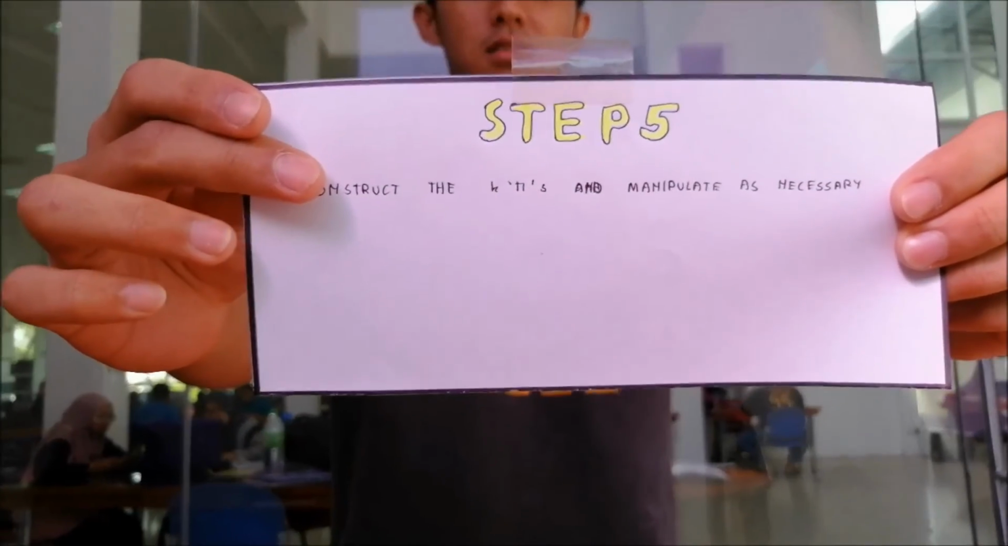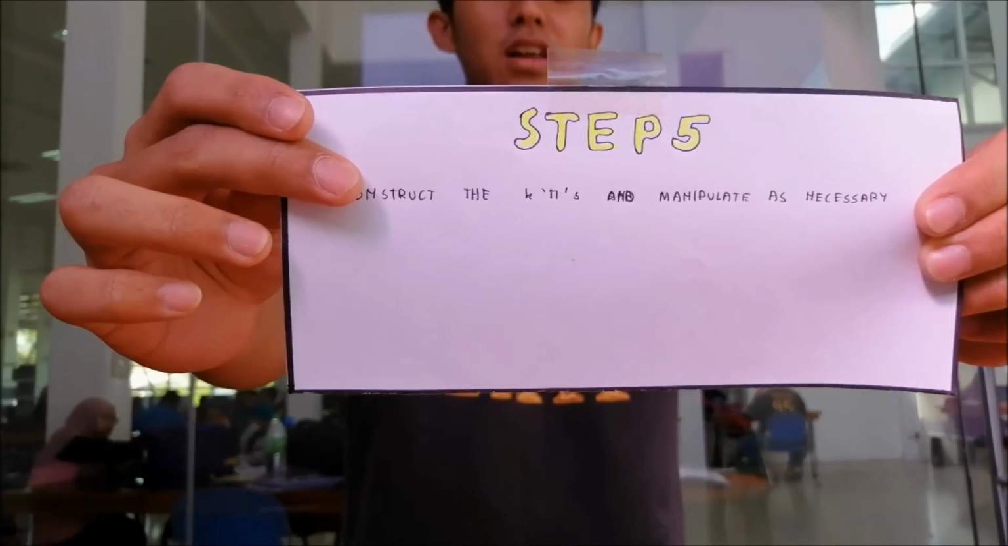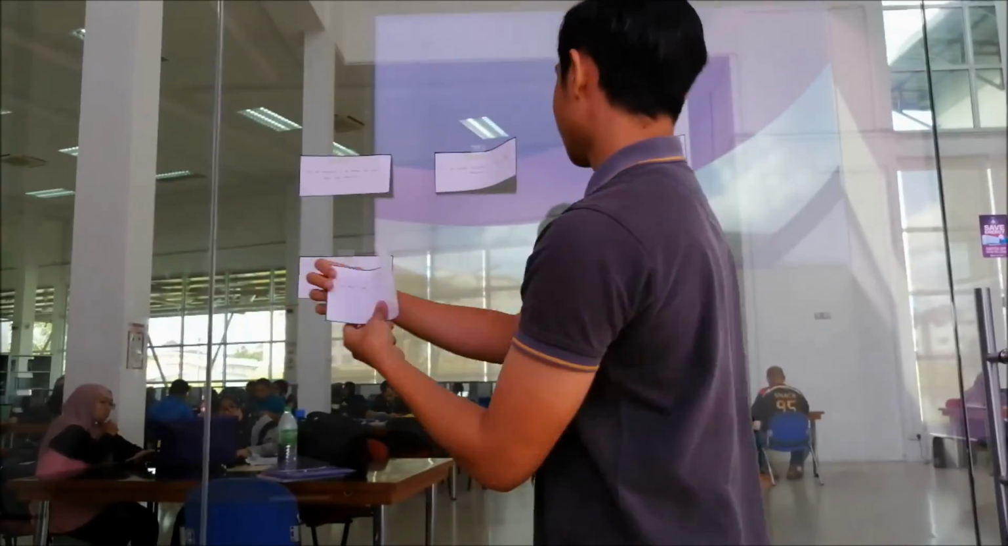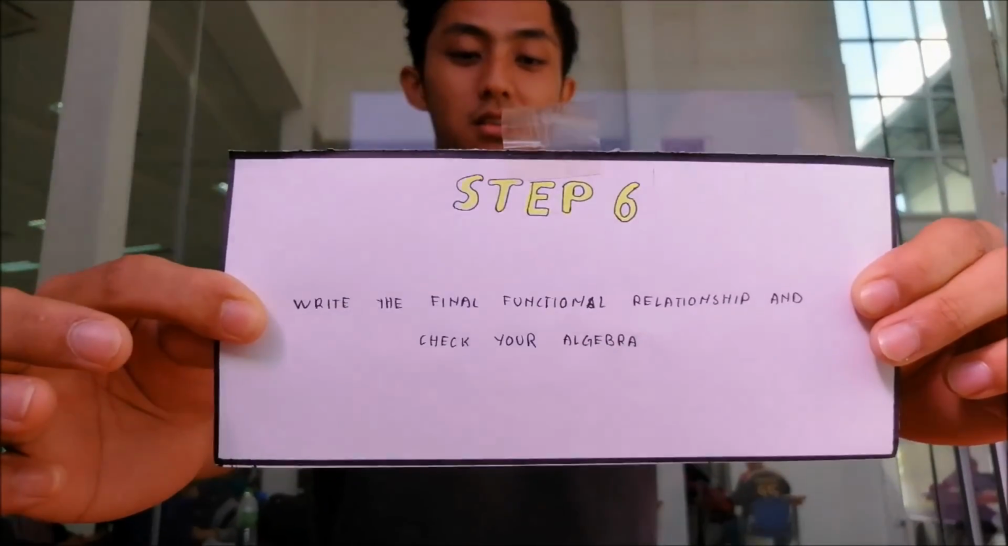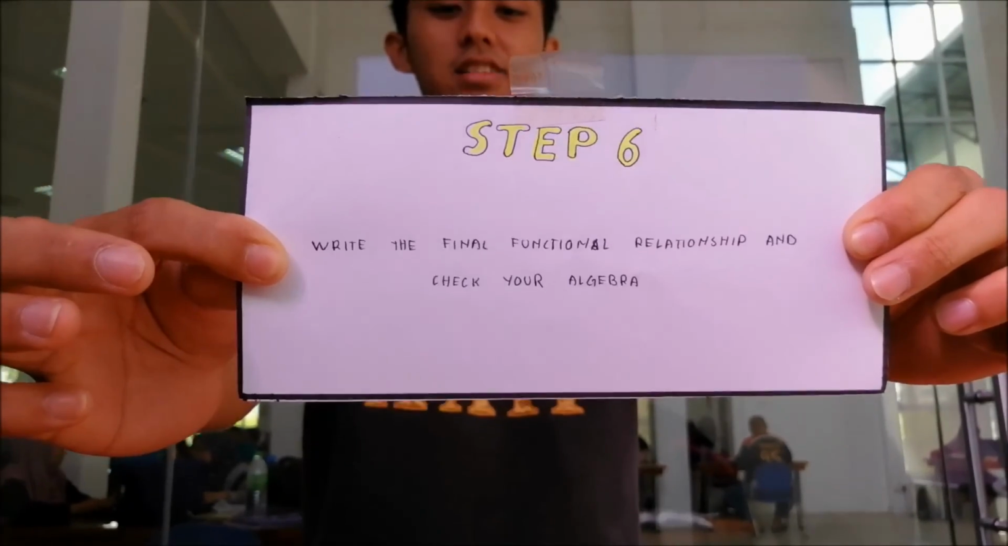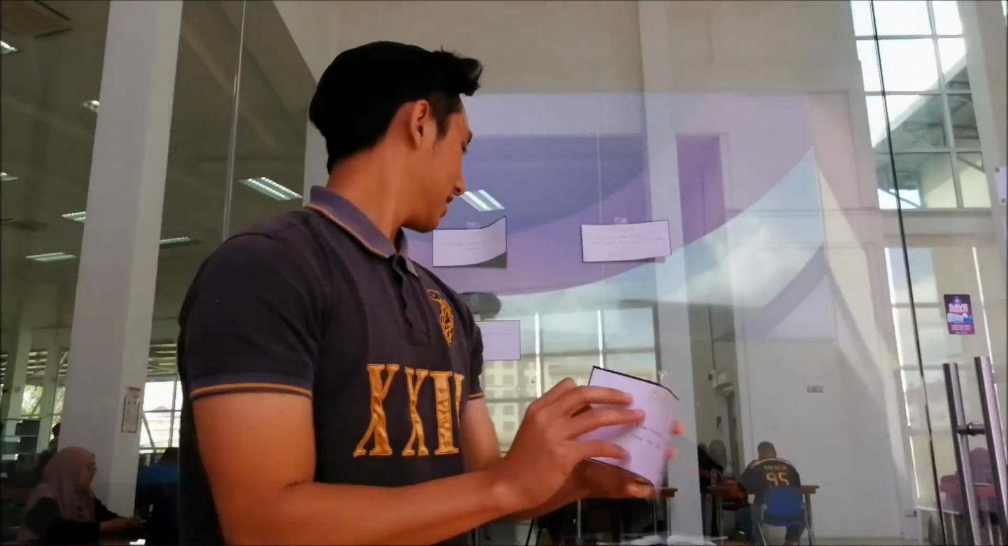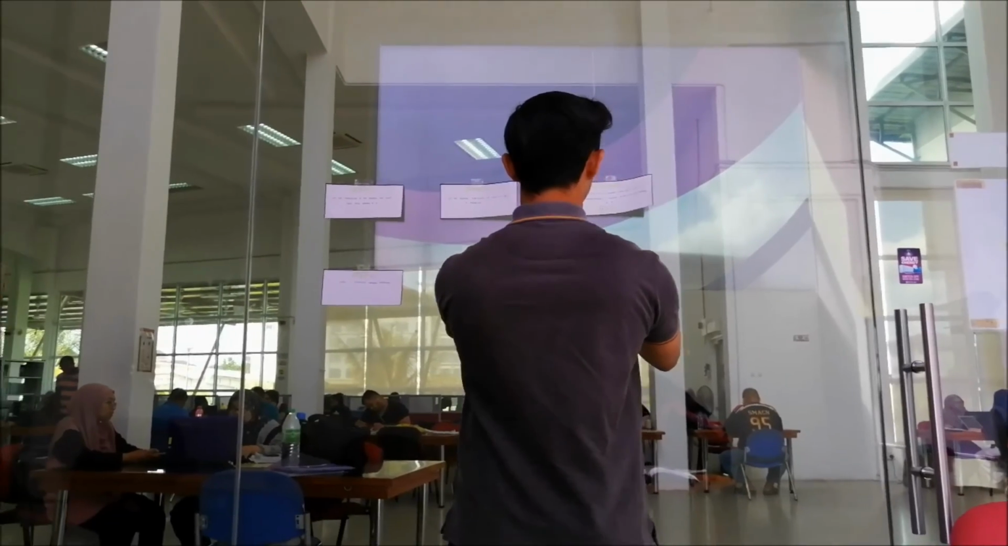The fifth step is construct the pies, manipulate as necessary. And last but not least, the final step is write the final functional relationship and check your algebra. So these are the 6 important steps that we need to apply before we do the method of repeating variable.